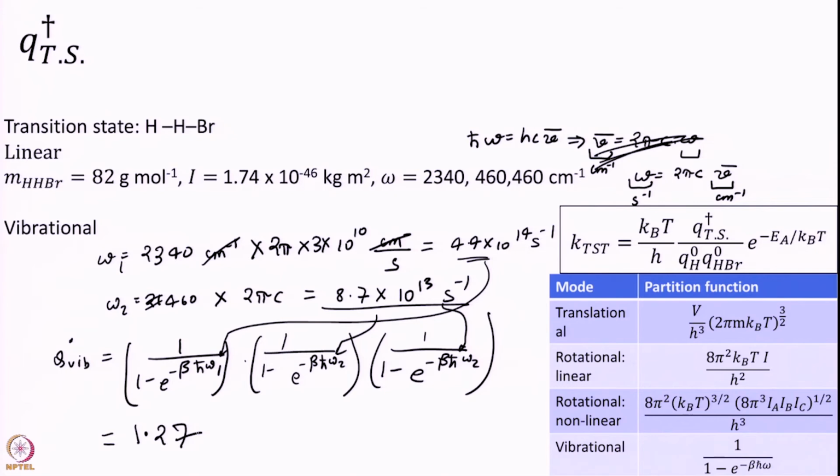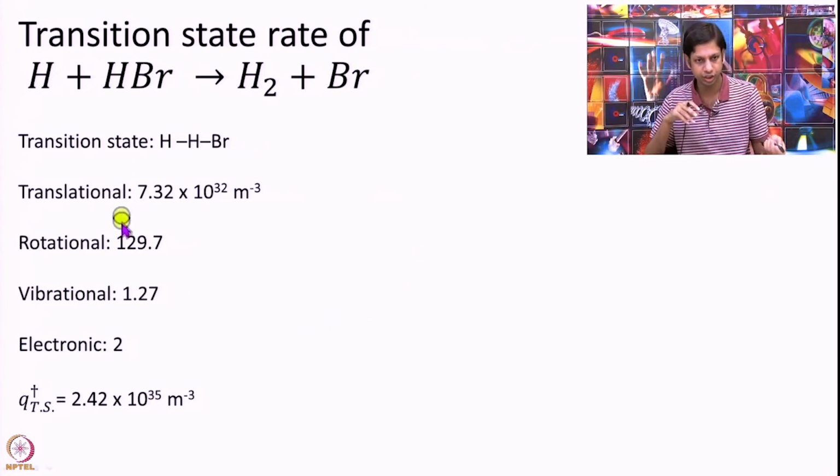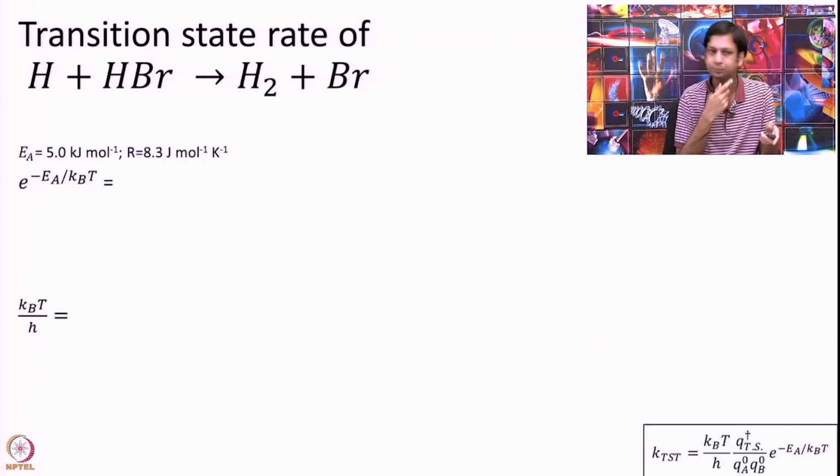Okay, so, we have found all the various components now. We have found the translational, rotational, vibrational, and the electronic is simply the electronic degeneracy, which is 2. So, I take all of these and multiply them together to get this number here. So, I have found the component for the transition state as well.